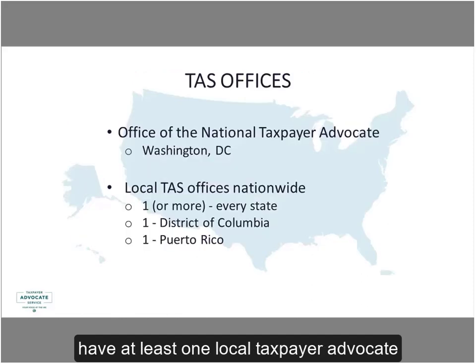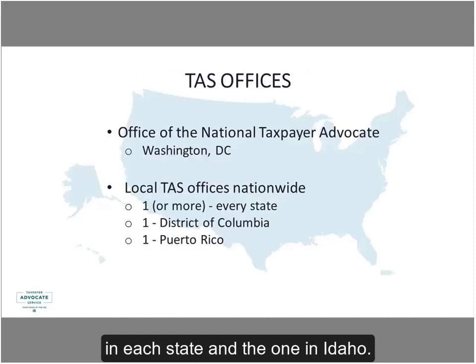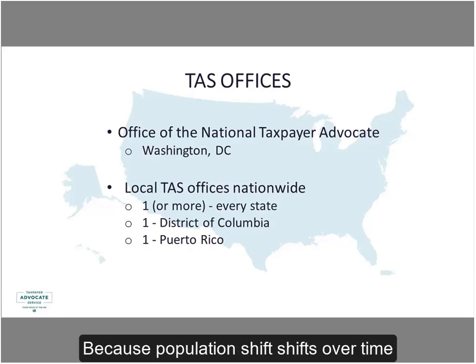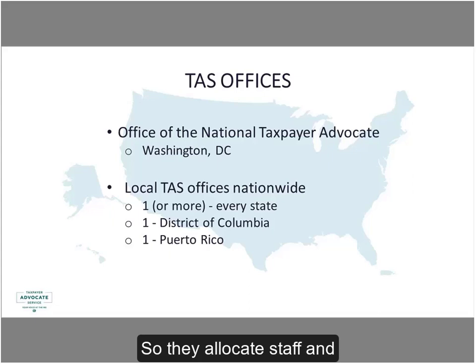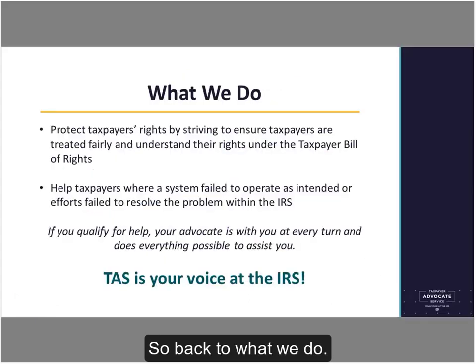TAS offices, by law, we are required to have at least one local taxpayer advocate in each state. I'm the one in Idaho. However, we do have more than one LTA office in the larger states, California, Texas, New York, Florida, because populations shift over time and different taxpayer issues emerge. So they allocate staff and offices accordingly.